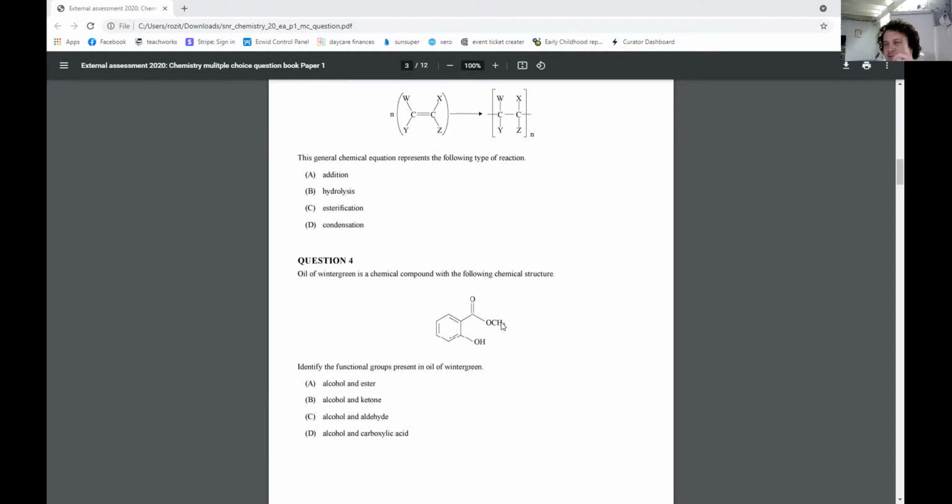So COOH is carboxylic acid. This would be named something propanoate. Actually, no. It would be named ethanoate. So if it's got COOCH, then it's a carboxylic acid.